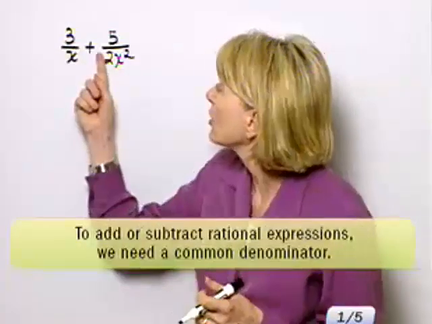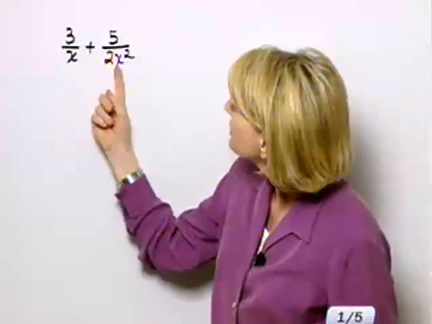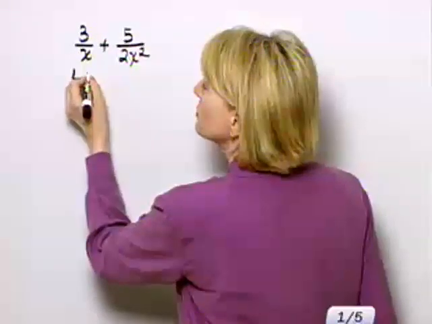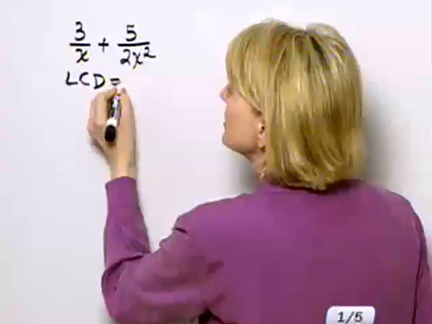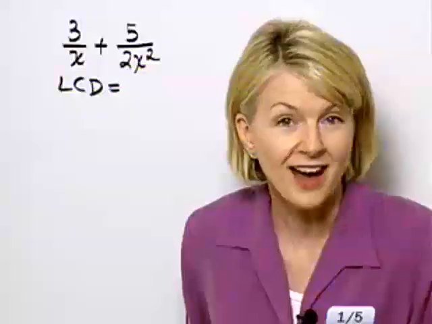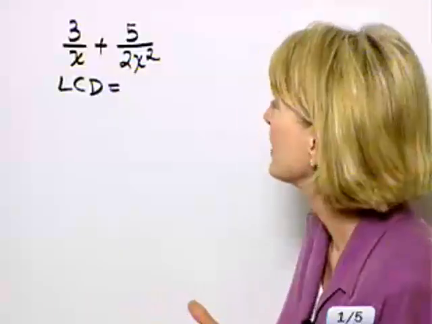So here we are adding two rational expressions. To add rational expressions, we look at the denominators. They are not the same, so we need to come up with a least common denominator. Let's see if we can come up with that least common denominator. And if you need to, you can always work on the side to come up with that least common denominator.